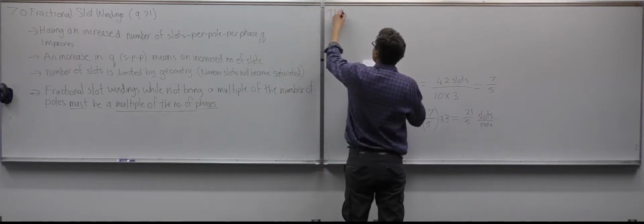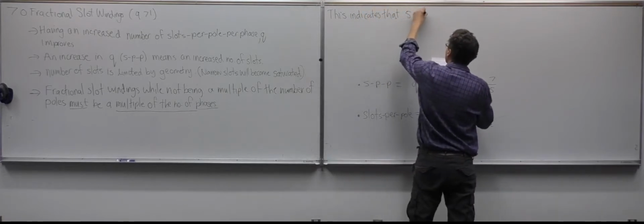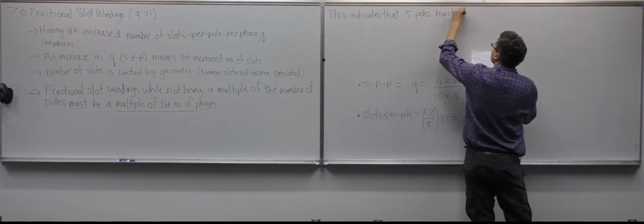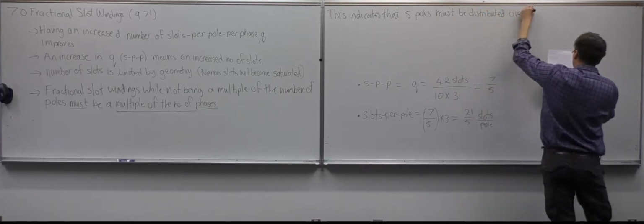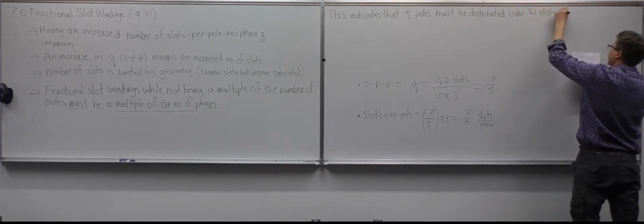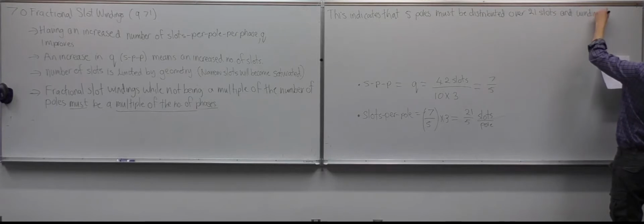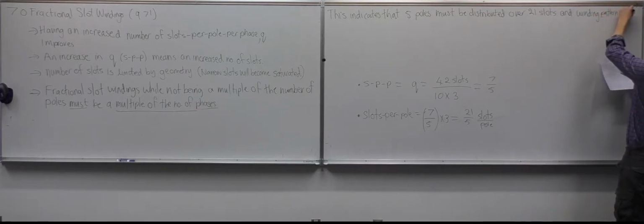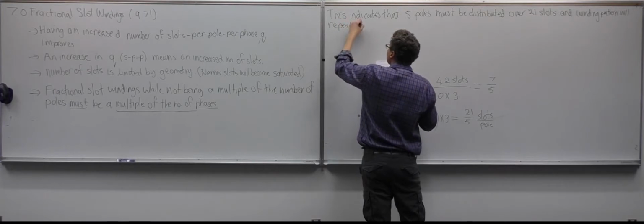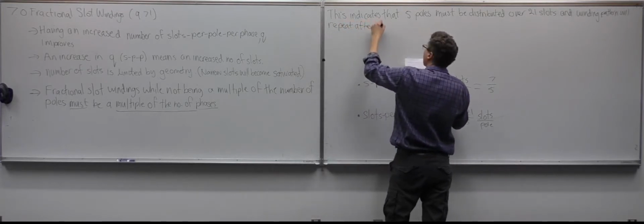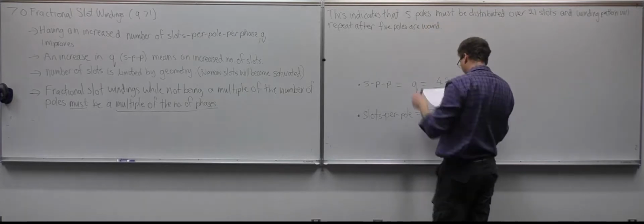This indicates that 5 poles must be distributed over 21 slots, and the winding pattern will repeat after 5 poles are wound. Okay?